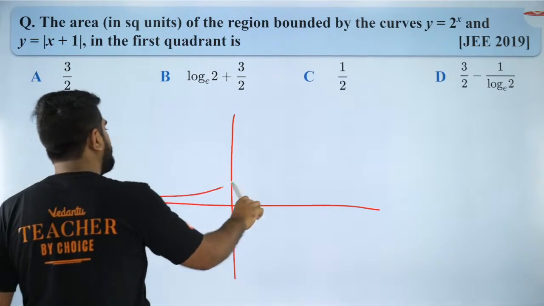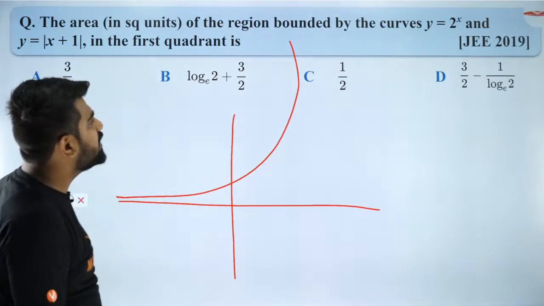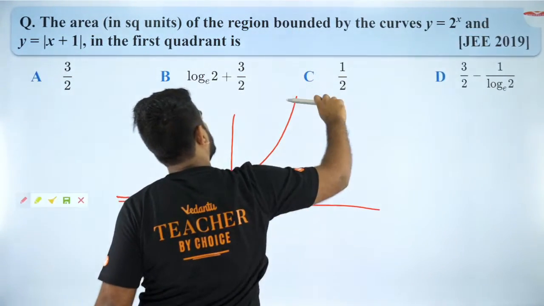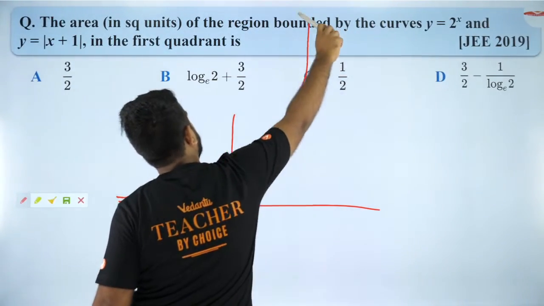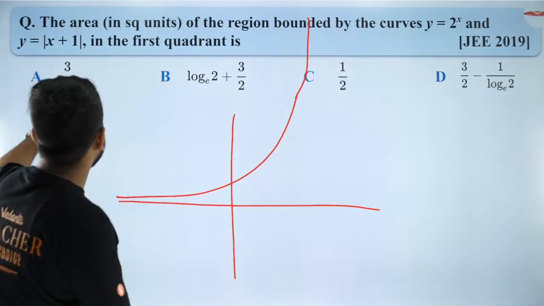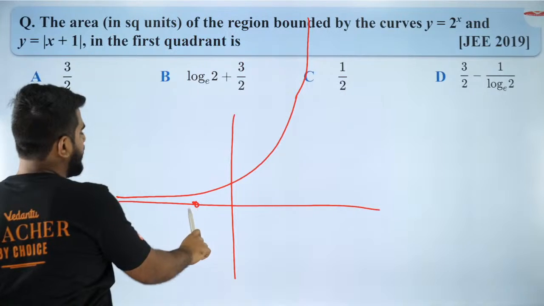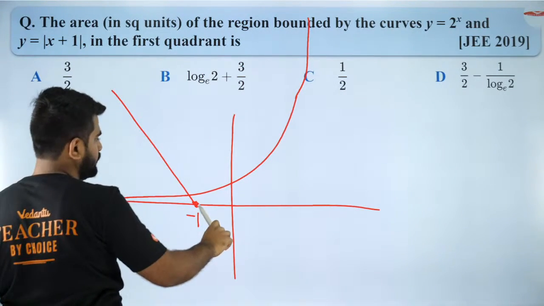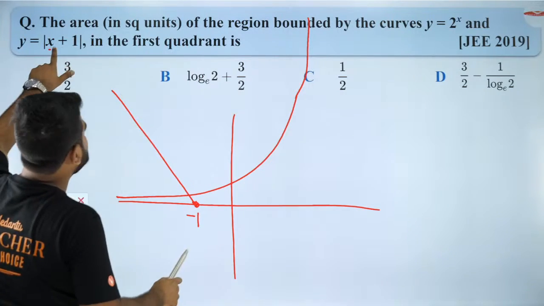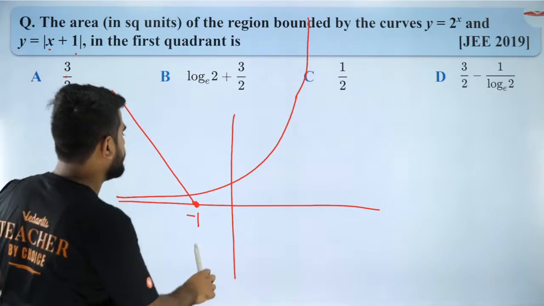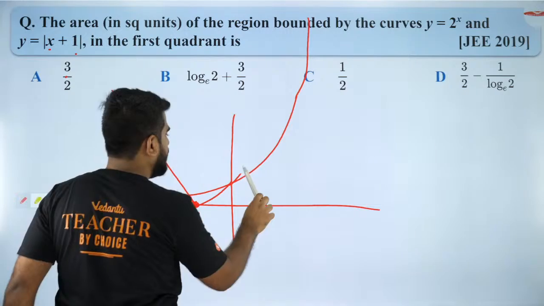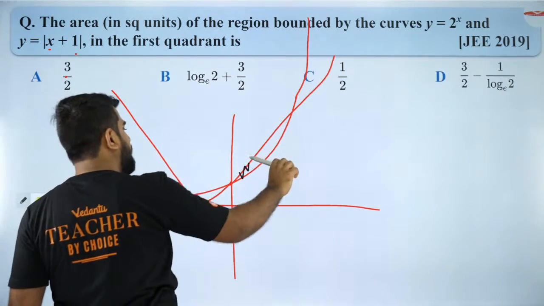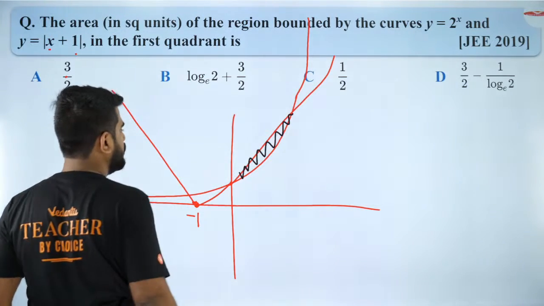The 2 power x graph will look like this. It won't come behind, it will go up. Then what is mod of x plus 1? At -1, it will be 0, and after that, it will be like this. At 0, the value of this is 1, and that is also 1. So they meet at 0. Is that clear? So the area will be the area between them over here.